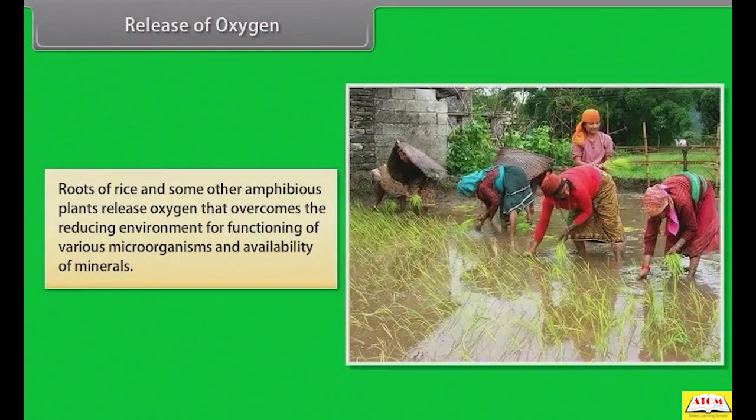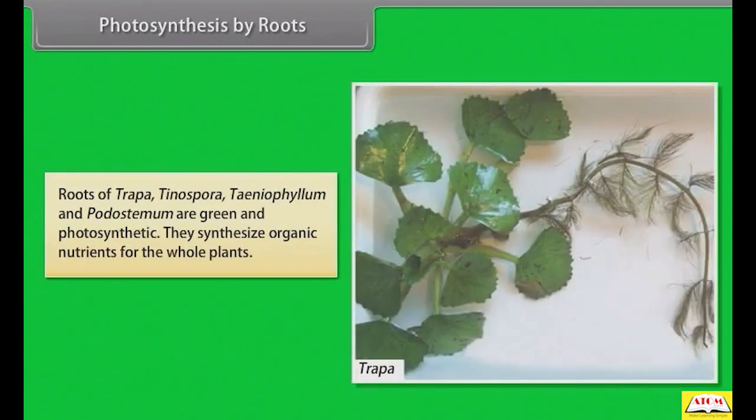Release of oxygen. Roots of rice and some other amphibious plants release oxygen that overcomes the reducing environment for functioning of various microorganisms and availability of minerals. Photosynthesis by roots. Roots of Trapa, Tinospora, Taeniophyllum, and Podostemum are green and photosynthetic. They synthesize organic nutrients for the whole plants.